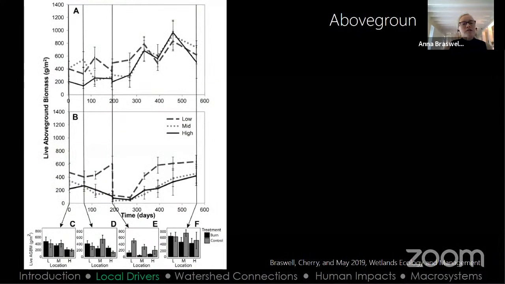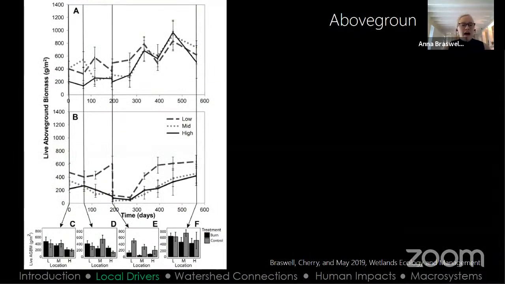And so just to orient you to this plot, we have live above ground biomass on the y-axis and time on the x-axis. And we're looking at unburned plots in A and burned plots in B across those 3 elevational stations, so low, mid, and high. And the first thing that we see if we follow this blue arrow down is that the hurricane really didn't cause any changes to the above ground biomass. Again, it wasn't a direct hit.